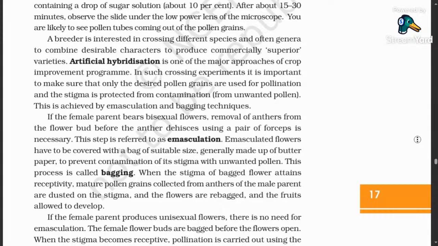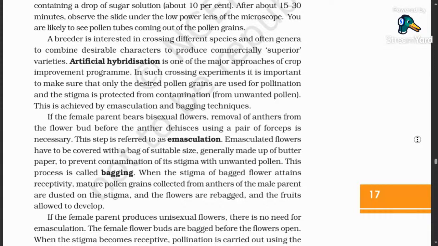If the female parent bears bisexual flowers, removal of anthers from the flower bud before the anther dehisces using a pair of forceps is necessary. This step is referred to as emasculation. Emasculated flowers have to be covered with a bag of suitable size, generally made up of butter paper, to prevent contamination of its stigma with unwanted pollen. This process is called bagging.